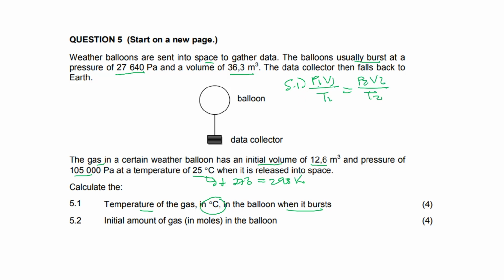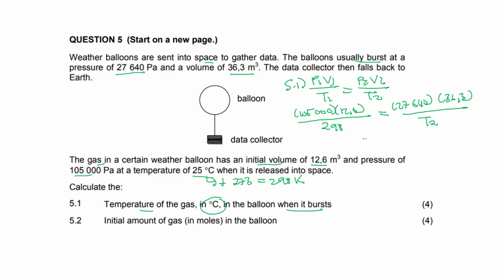Okay, so this is going to be my initial pressure, which is 105,000. And my initial volume is 12,6 meters cubed. My initial temperature is 25 that I've converted to Kelvin, which is 298. The pressure when it bursts is 27,640. And the volume when it bursts is 36,3. And they want the temperature when it bursts.